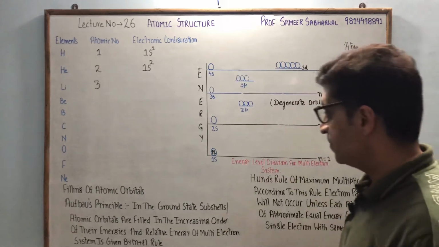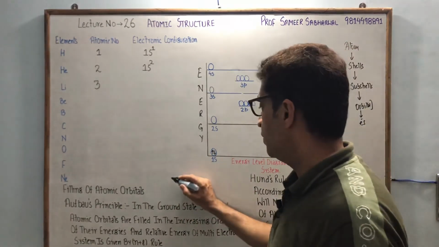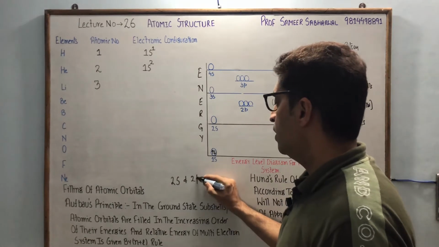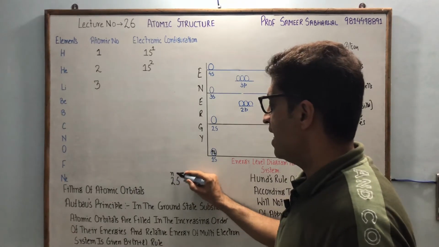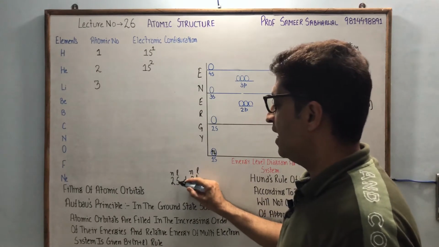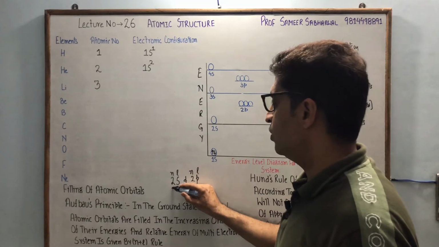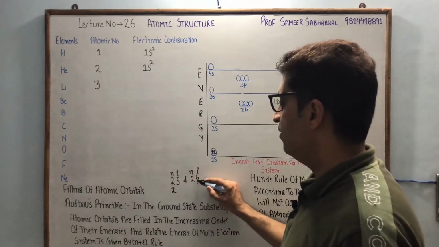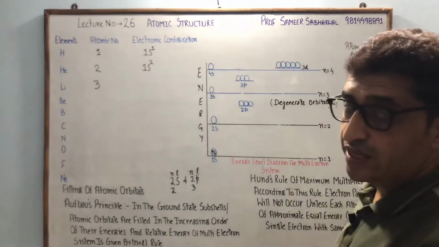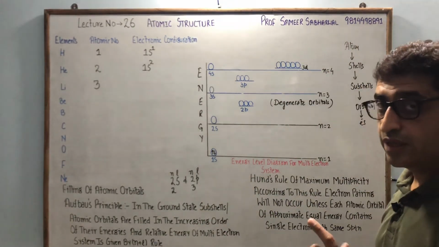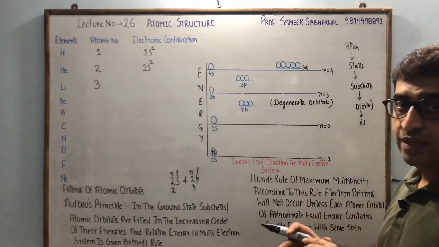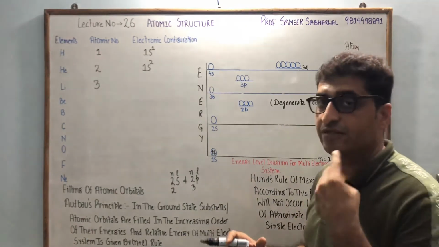Now you can see, if you want to distinguish between 2s and 2p: for 2s, this is n and s is l, and for s, l is 0, so this is 2 plus 0 is equal to 2, and for p, l is 1, so 2 plus 1 is 3. Now you can easily answer which is having lower energy, that is 2s. It means out of 2s and 2p, it is 2s which is going to be filled.